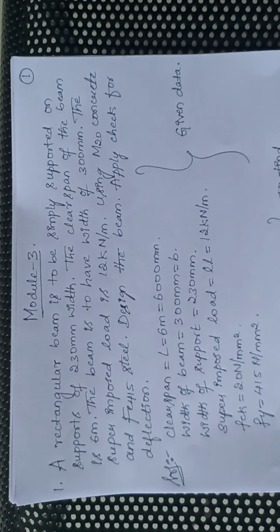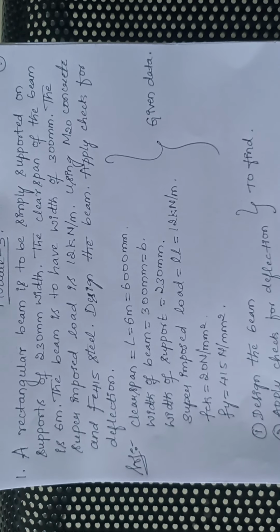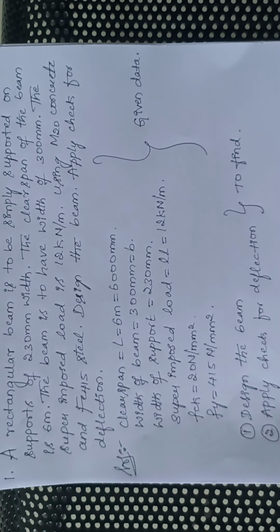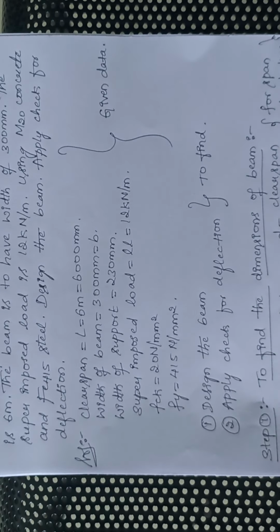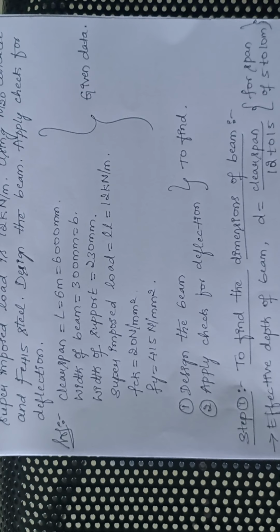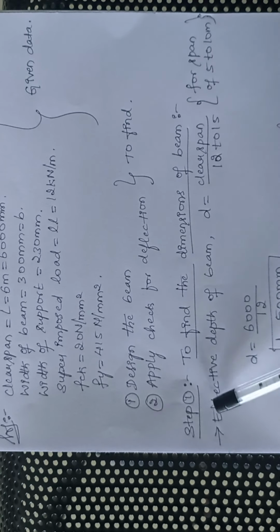Let us start designing the beam. Here the type of the beam is not given. We ourselves have to design the beam by considering the conditions, whether the beam type is singly reinforced or doubly reinforced. Now to start the design, we first find the dimensions of the beam. So the step number 1 is to find the dimension of the beam.